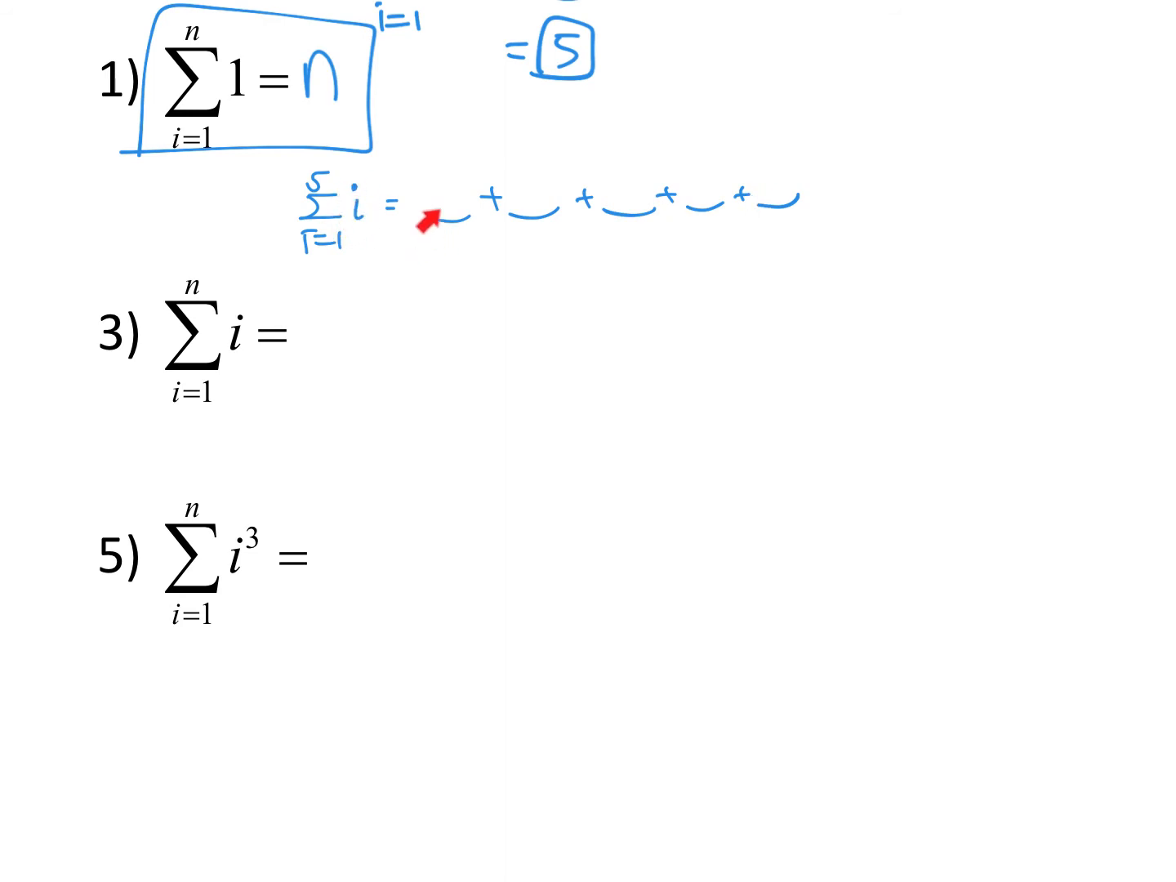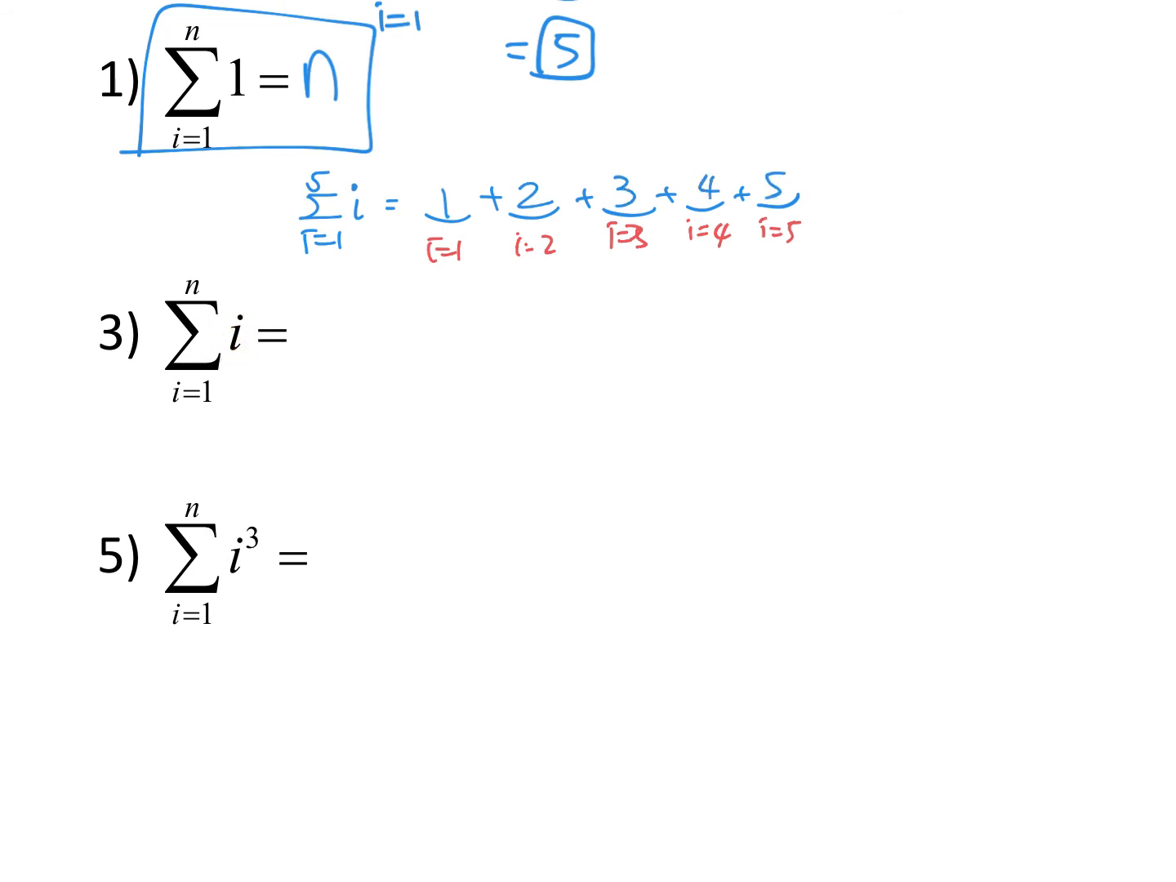So when I is 1, this is 1. When I is 2, this is 2, because now they're saying to add I. So this is when I is 1, I is 2, I is 3, I is 4, I is 5. So I is like a counter. Whatever I is, that's what you're adding, because that's what it says here.